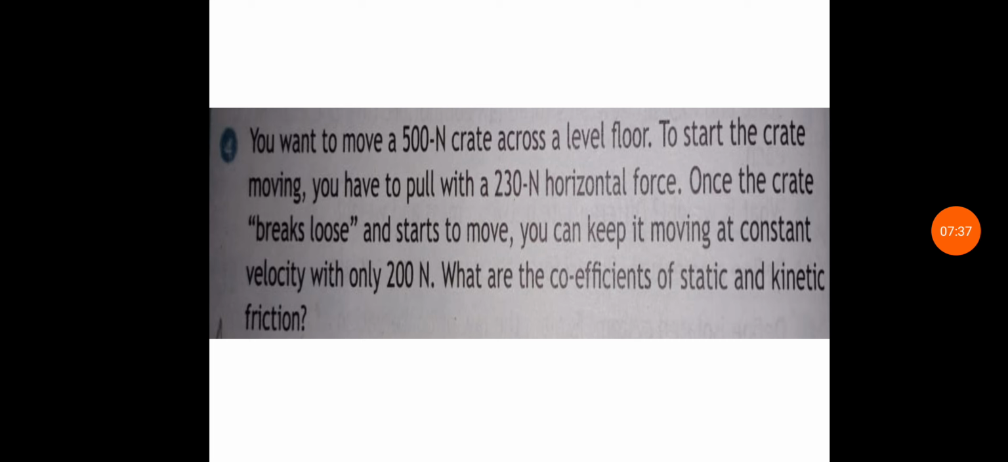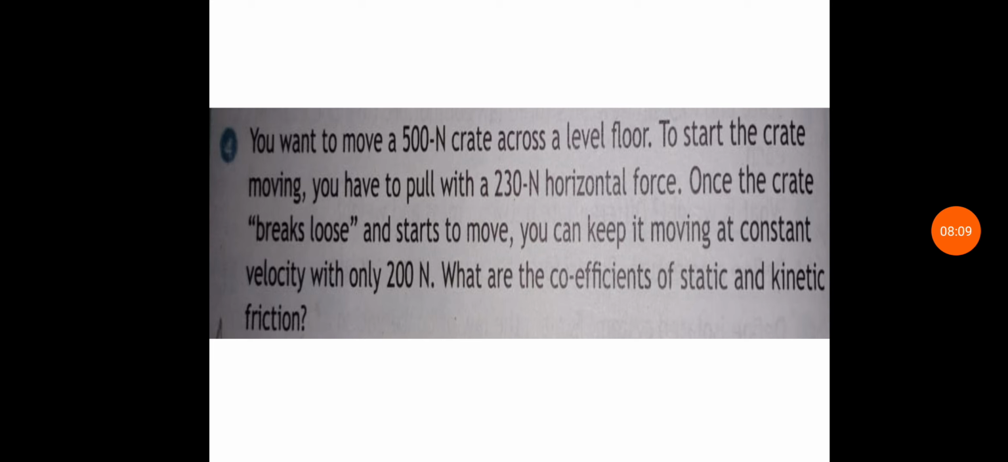Now numerical number 4 is, you want to move a 500 Newton crate across a level floor. To start the crate moving, you have to pull with a 230 Newton horizontal force. Now the normal force is given, that is 500, and the force of static friction is 230 Newton. Once the crate breaks loose and starts to move, you can keep it moving at constant velocity with only 200 Newton. Now it is the force of kinetic friction. What are the coefficients of static and kinetic friction?